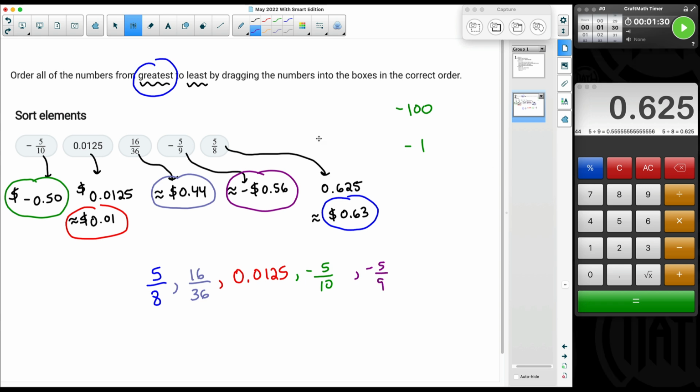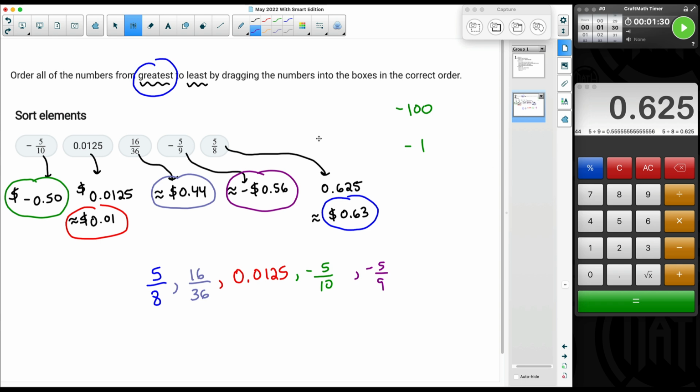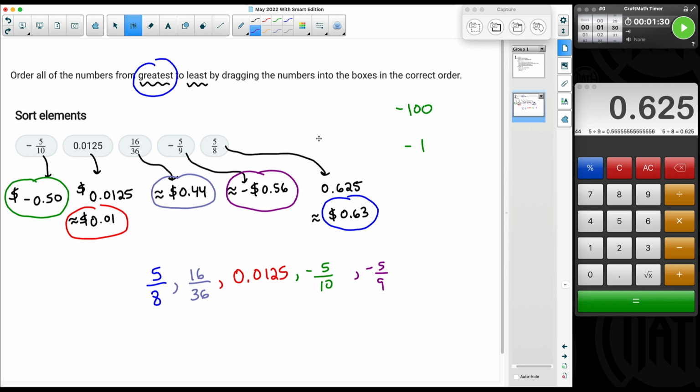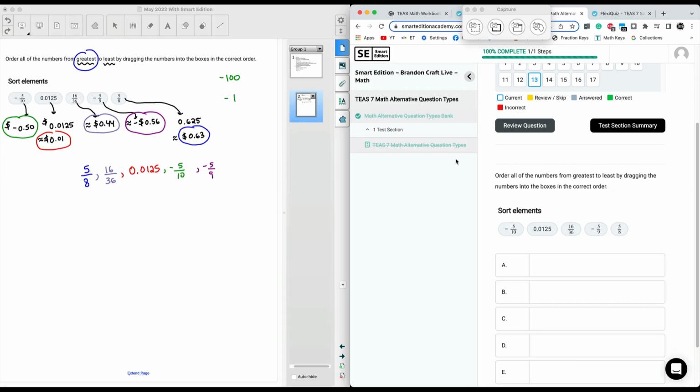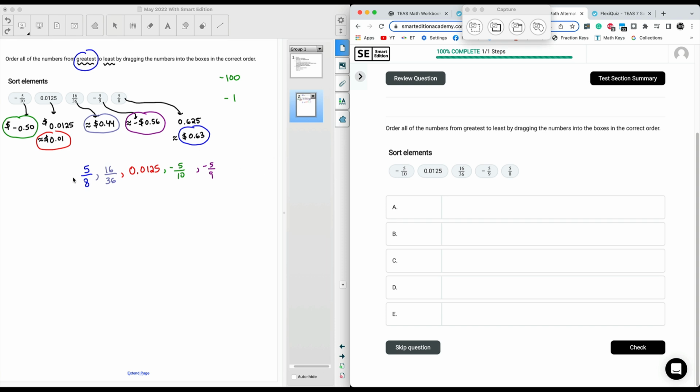So, thinking about money, be careful with the negative numbers. The more negative a number is, the smaller it is. And think about money. That's the best way I can explain that to you. So, even though we have to actually drag and drop these, let me just shoot that guy over here and shoot this one over here. Greatest to least, I'm just going to go ahead and drag these. This is from Smart Edition again. So, dragging that down, and I'm just going to keep on going.